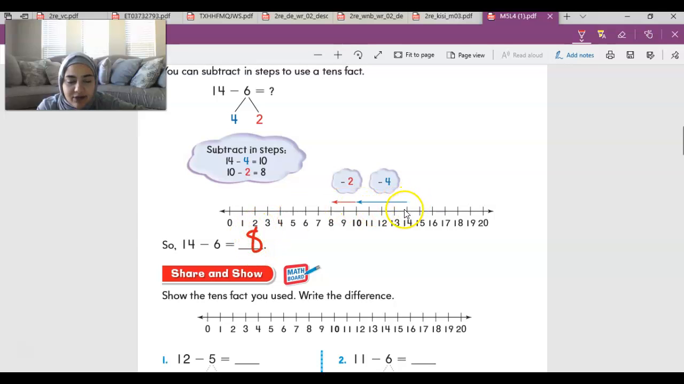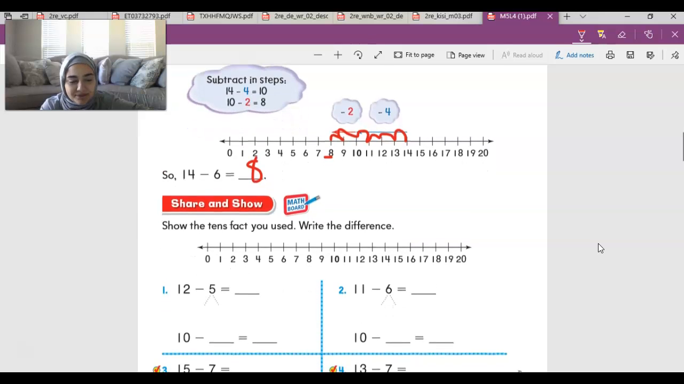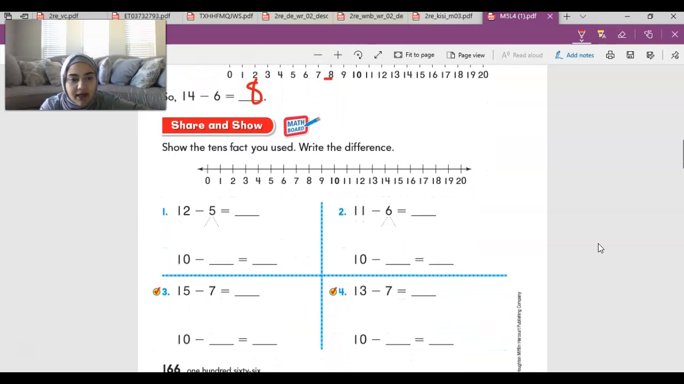Using the number line, you can do the same thing. 14 and then going back 6. 1, 2, 3, 4, 5, 6. And it proves that it's 8. Yes, you have to use the number line. Okay? All right, move on.